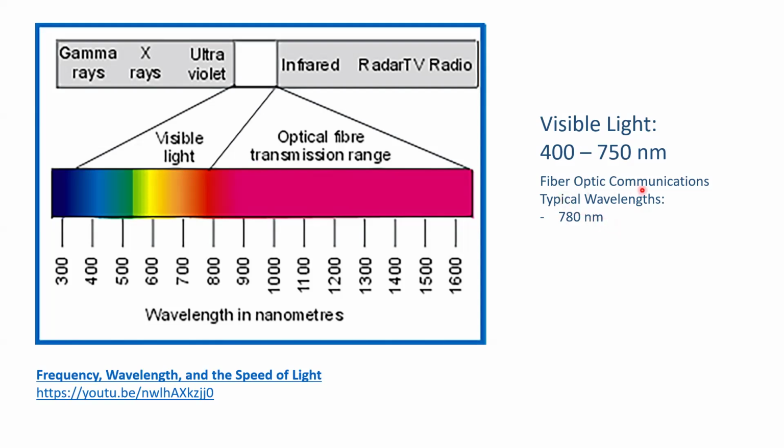So typical fiber optic communication wavelengths are 780 nanometers, so somewhere here, 700, 800, somewhere here. 850 nanometers, somewhere here. 1310 nanometers, so somewhere here. And 1550 nanometers, which will be somewhere here.